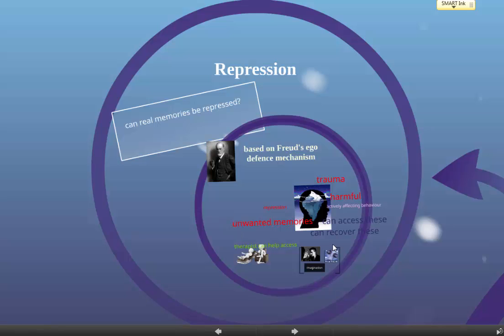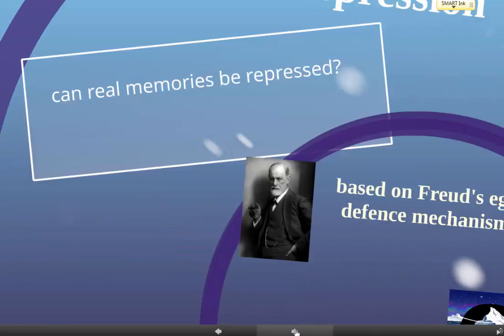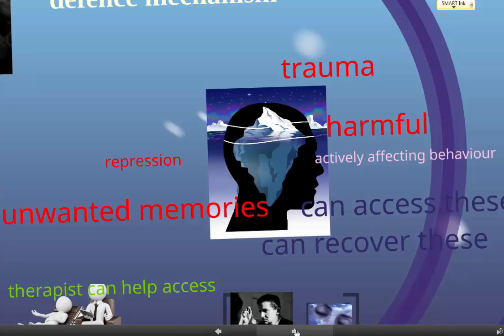Repression, what's this based on? Is it possible that these real memories could actually have been repressed? This is based on Freud's idea of ego defense mechanisms, that when we've had a very traumatic, very harmful event, something very emotional, we repress it, we shove it into the unconscious, it's unwanted. Freud's idea was that it is possible to access those memories, to bring them up to the consciousness, to recover them.